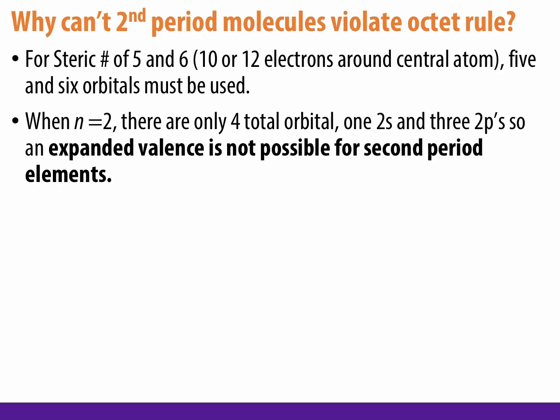So, some of the power of this valence bond theory approach: remember we previously had a rule that things in the second period couldn't violate the octet rule by having more than 8 electrons around them. Why is that? Well, if we were going to have more than 8 electrons around it, that would give us a steric number of 5 or 6, where we would need 5 and 6 orbitals to form the hybrid orbitals. But if n is equal to 2, there are only 4 total orbitals, 1 s and 3 p orbitals, so that's not possible.